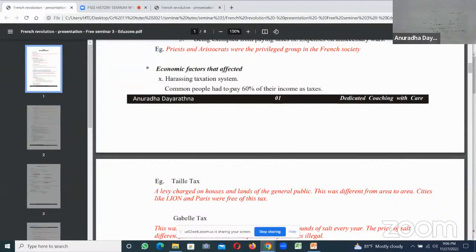Sometimes from the cities where rich people were living, they did not take any taxes, but the cities with the poor people had to pay taxes.